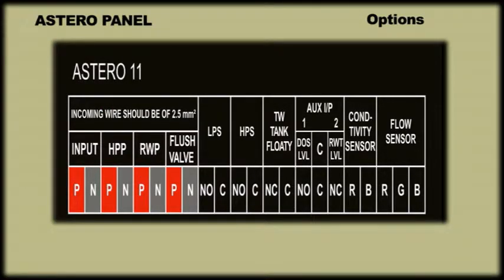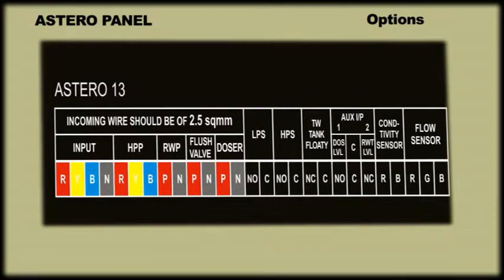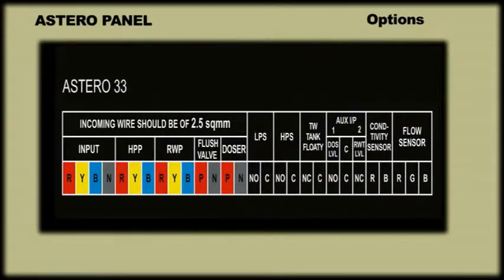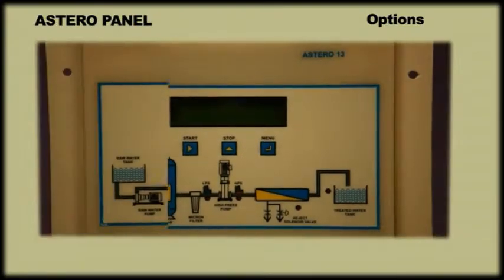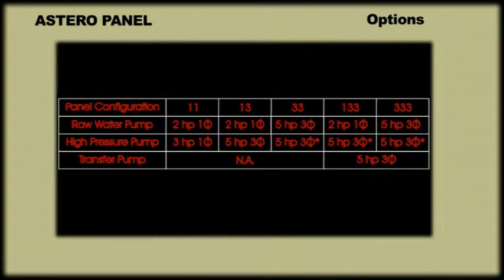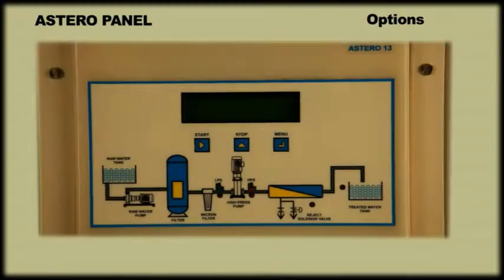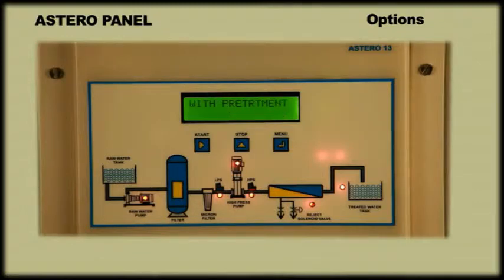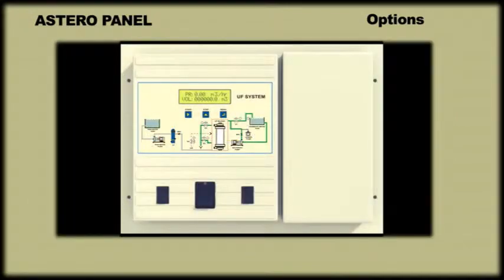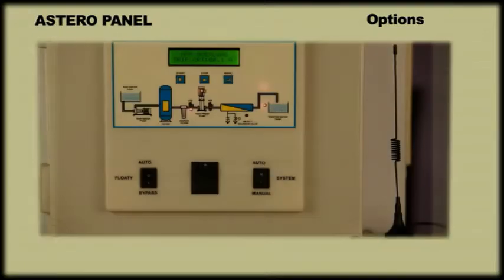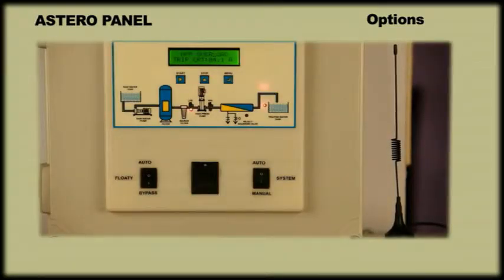Depending on your pump configuration, whether it is single phase or three phase, there are different variants available, such as Astero panel 11, 13 and 33. A standard panel can usually be connected to high pressure pumps up to 3 HP for single phase and up to 5 HP for 3 phase. This panel is also equipped to suit the application with all makes of auto multi-port valve pre-treatment. Panels with higher HP and panels for ultrafiltration UF followed by RO are also optionally available. Astero panels are also available with remote monitoring facility.